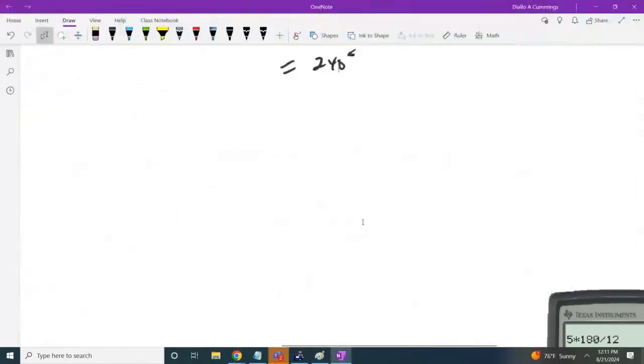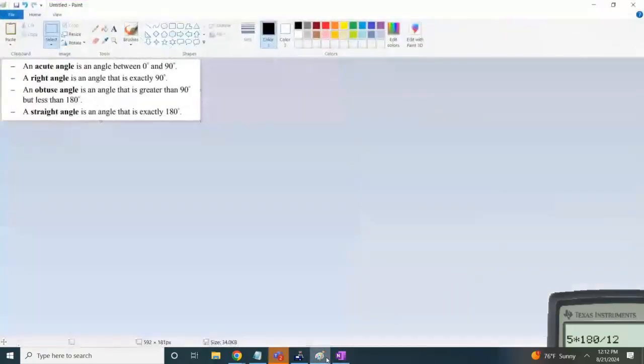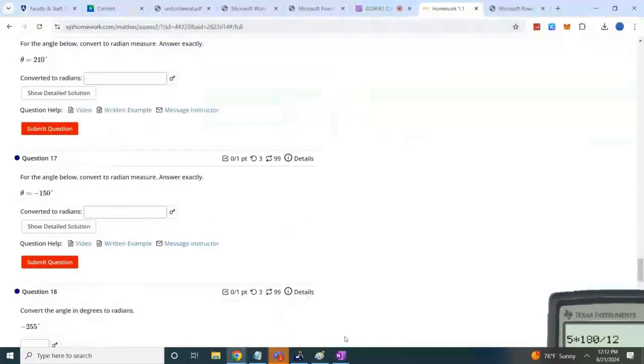This is number 15. I have x degree angle plus, it says if I take 4 times that angle, it should equal 90. Does that make any sense? So if I go back and read the problem, let me just put all of this together on one page. Do that real quick.